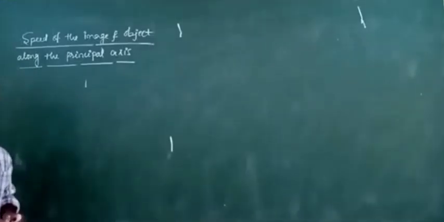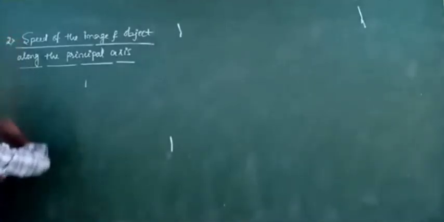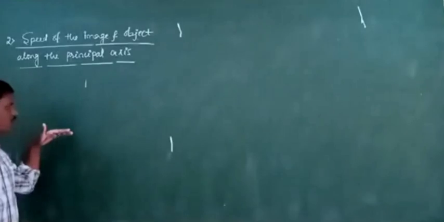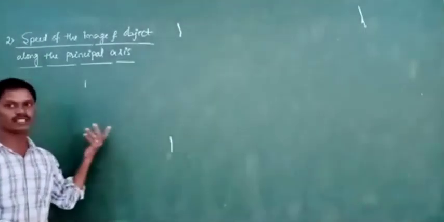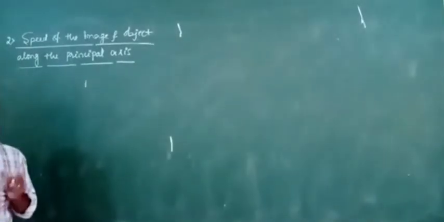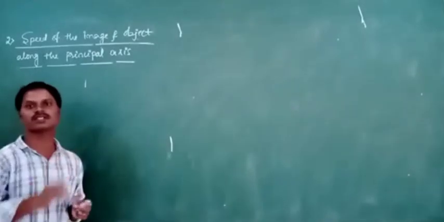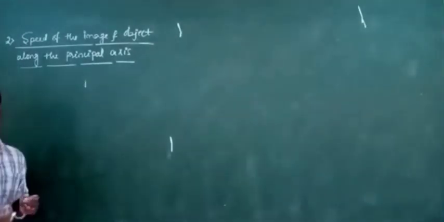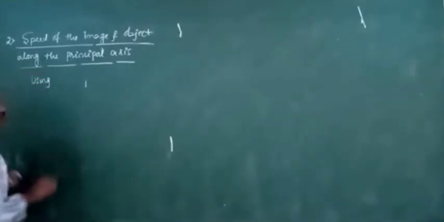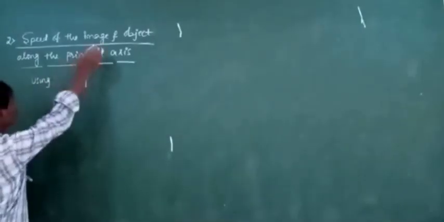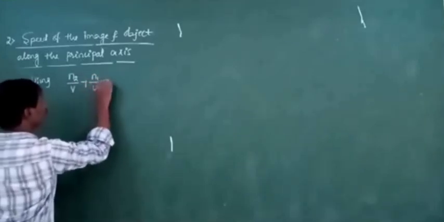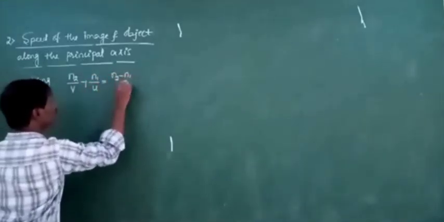Now the second numerical application, that is the speed of the image and object along the principal axis. If the object is moving along the principal axis, the image also moves along the principal axis. So we have to find the relation between the speed of the object and the speed of the image along the principal axis. So how to find the speed? Again it is a numerical application using the spherical surface relation. What is the spherical surface relation? That is n2 by v minus n1 by u is equal to n2 minus n1 divided by r.